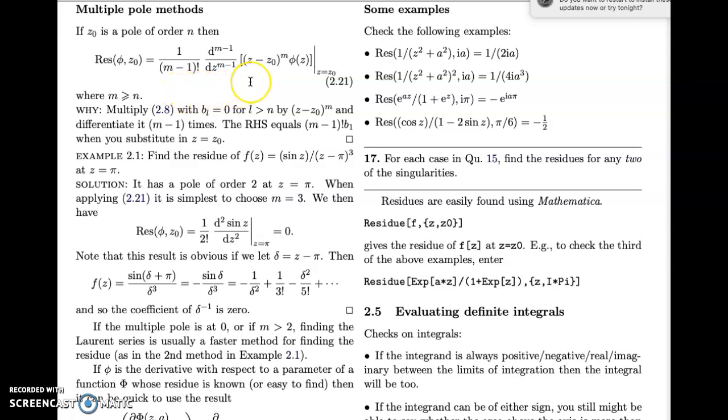So the important thing is that this value m is greater or equal to n, where n is the order of the pole. And the question is, well, how do you choose m? Well, your first instinct is you don't want to differentiate this thing that many times, so you want to make m as small as possible. So normally you would choose m to equal n, but there are instances, depending on what phi is, where you might actually end up choosing m to be larger than n, as we'll actually see in this example here.